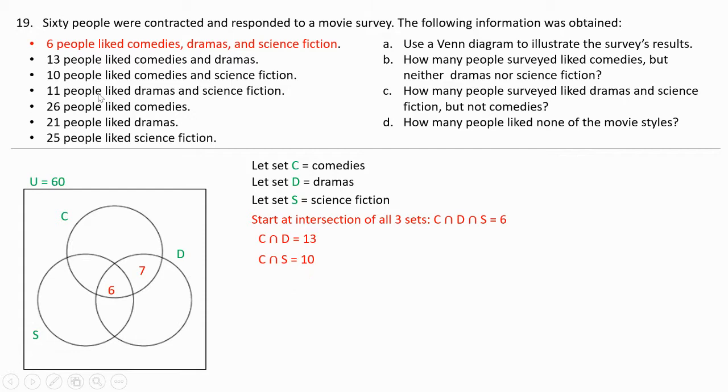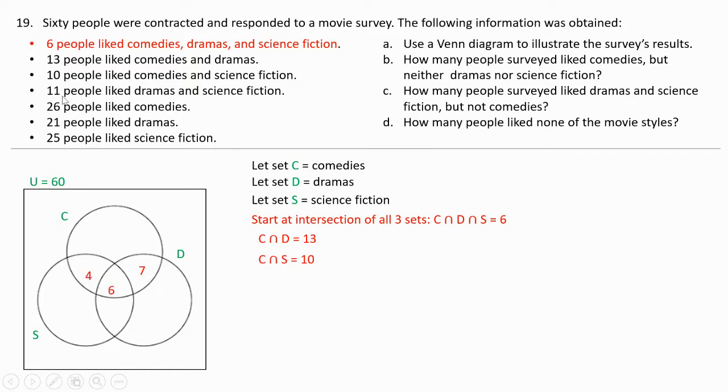Now, 10 people like comedies and science fiction. And again, the "and" means this is the symbol, so C intersects S will be right here. This is my C and this is my S, and this is where they intersect. So it's equal to 10. So if that's 6, this has to be 4.